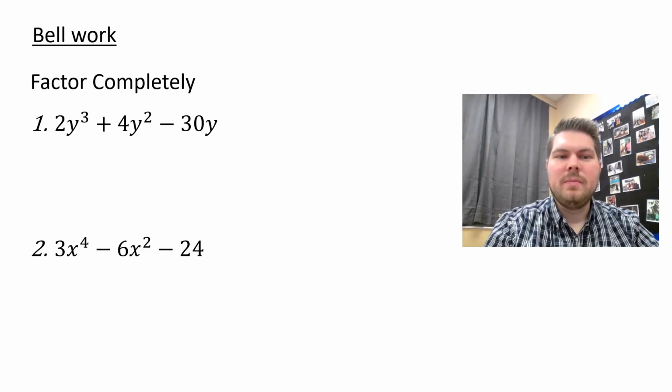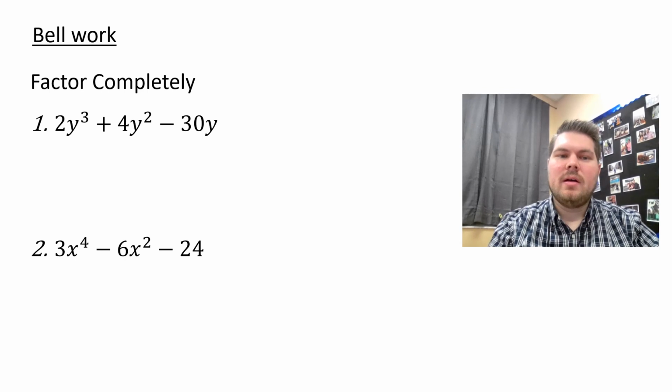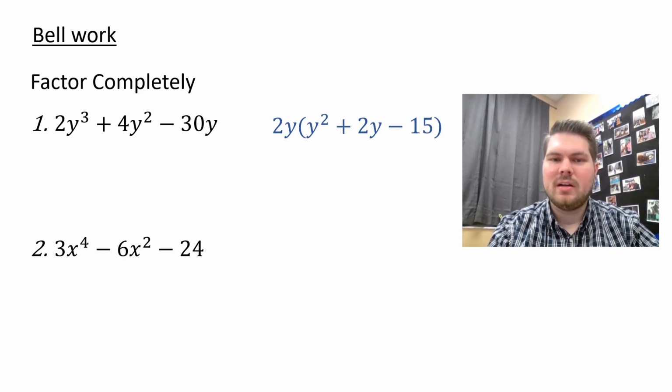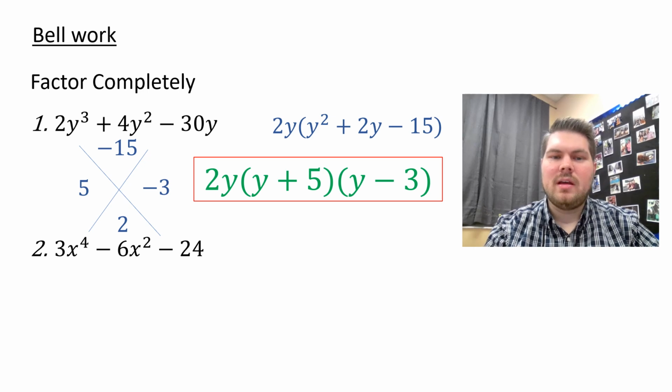All right, so here's our bell work. You can pause for a second if you want to try it. But essentially for the first one, we're taking out our greatest common factor. And then we can factor this equation. So we're going to use our x method. And we get 5 and -3. And now we set that up. And this is us factoring this completely.